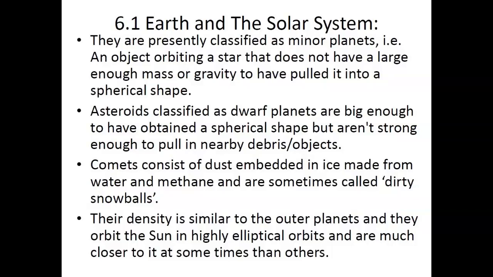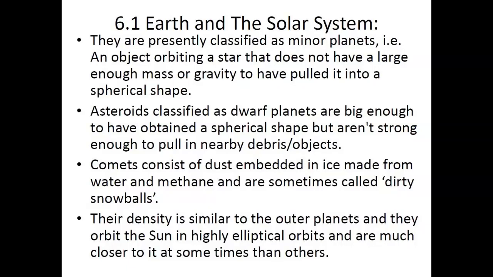So there are two types of asteroids, one which are labeled as minor planets and the others which are labeled as dwarf planets. Dwarf planets are spherical in shape, whereas minor planets are irregular in shape. Comets consist of dust embedded in ice made from water and methane gas and are sometimes called dirty snowballs as well, as they contain a lot of dust particles, ice and methane gas.